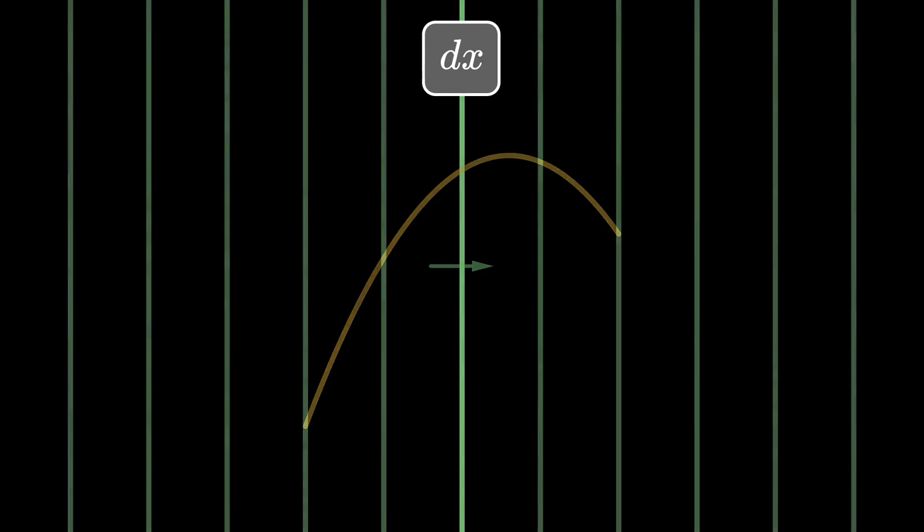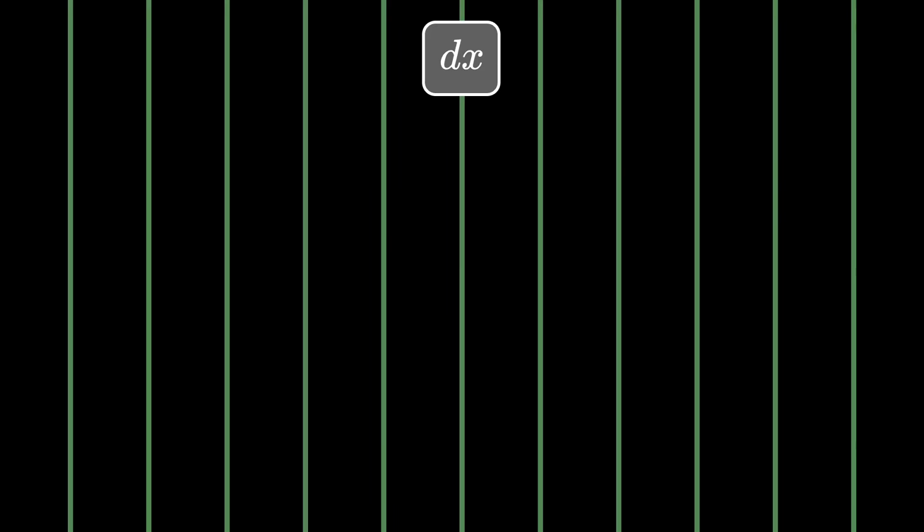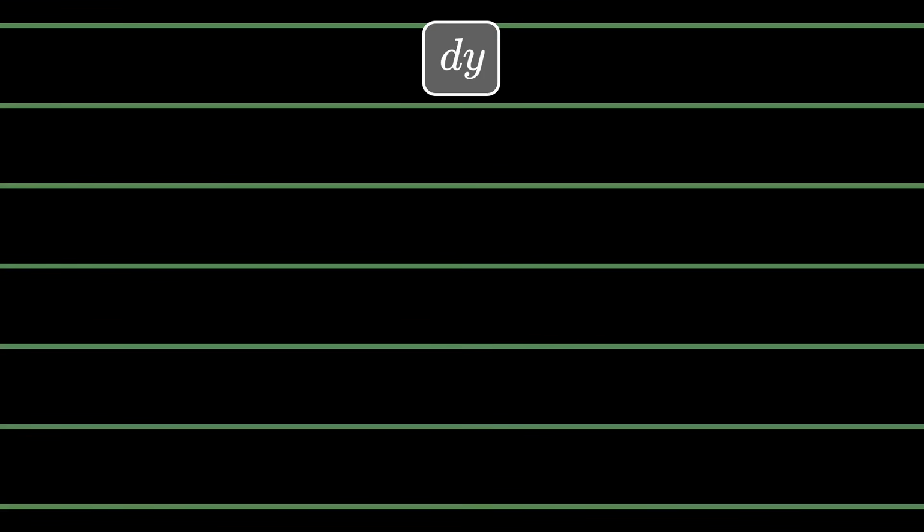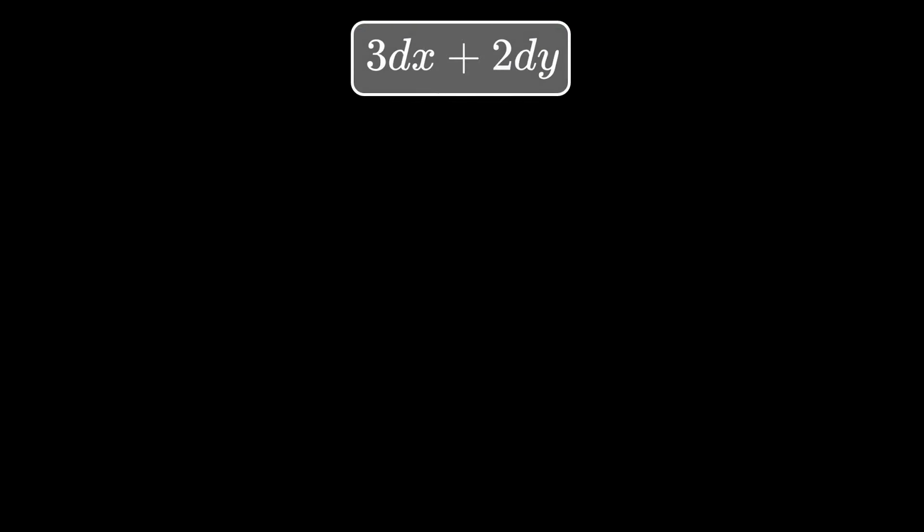Now that dx looks like this, it shouldn't come as a surprise that dy is represented by a set of horizontal lines, and each line is decorated with an upward arrow to indicate its orientation. Now what about something like 3dx plus 2dy? Let's consider the simplest path being just a horizontal segment.